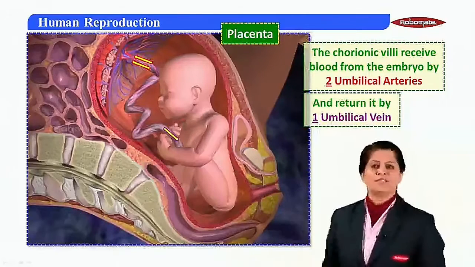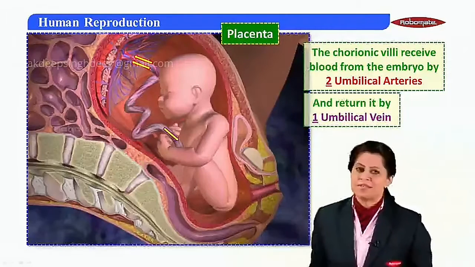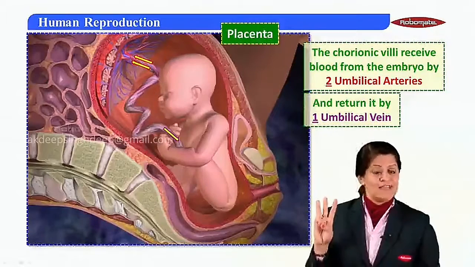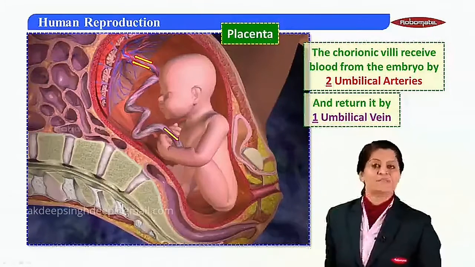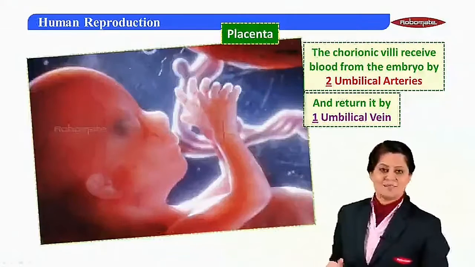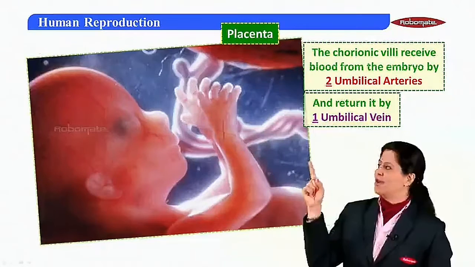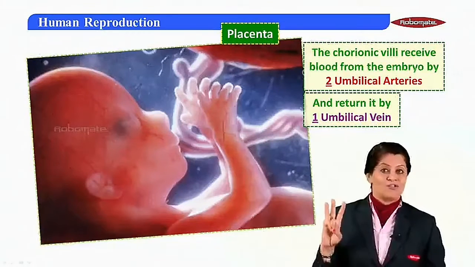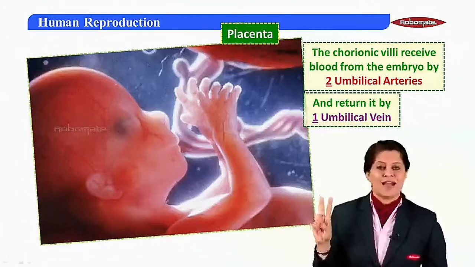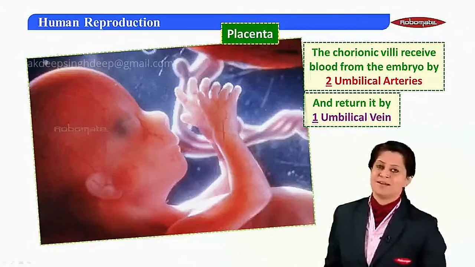So how many blood vessels are present in the umbilical cord? 3 blood vessels. Let's observe it in a beautiful picture. You can see in this picture, watch the umbilical cord here. There are 3 blood vessels, among which 2 are umbilical arteries and 1 is umbilical vein.